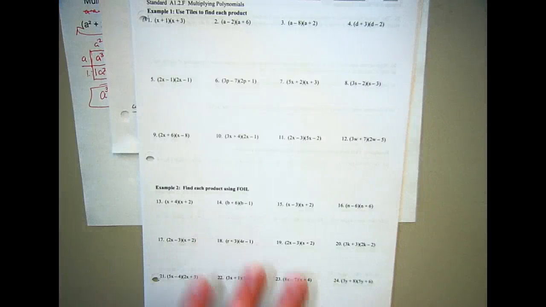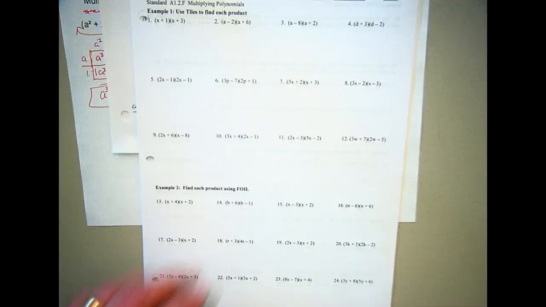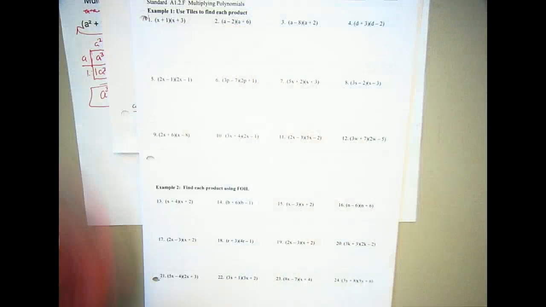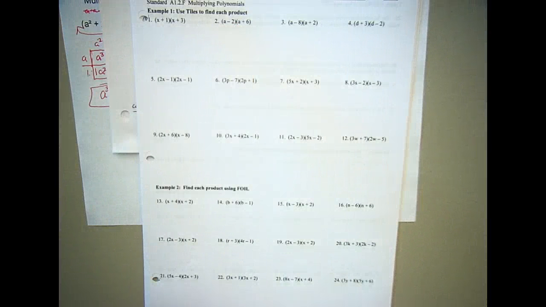The question was, do we actually have to use tiles to find the product? No, you can use whatever method you want. Remember, FOIL is like the distributive method. Tiles, I would think of more like a block or actually using algebra tiles, and we're not using algebra tiles. So you can use whatever method you want to solve them, for any of them, yes.